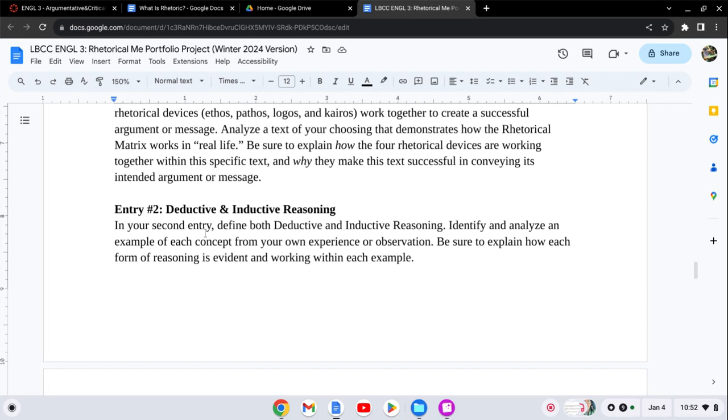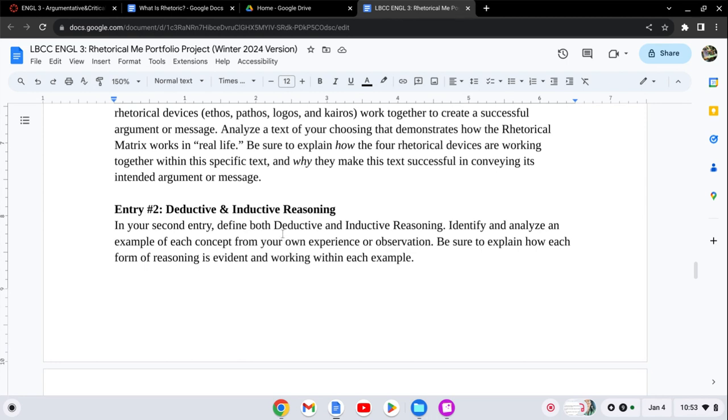Entry 2, you're going to focus on deductive and inductive reasoning. These are 2 forms of reasoning that are very important to logic and to rhetoric. In your second entry, define both deductive and inductive reasoning. Identify and analyze an example of each concept from your own experience or observation. Be sure to explain how each form of reasoning is evident and working within each example.